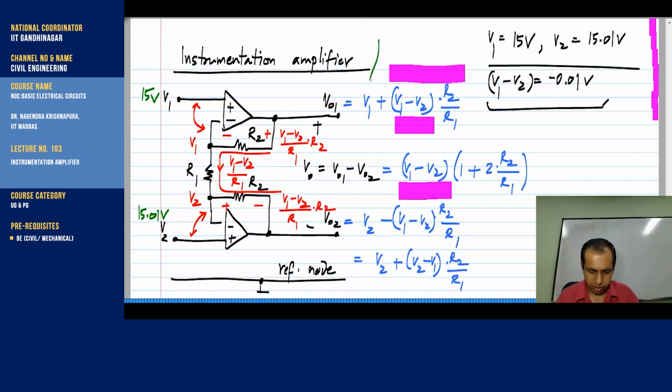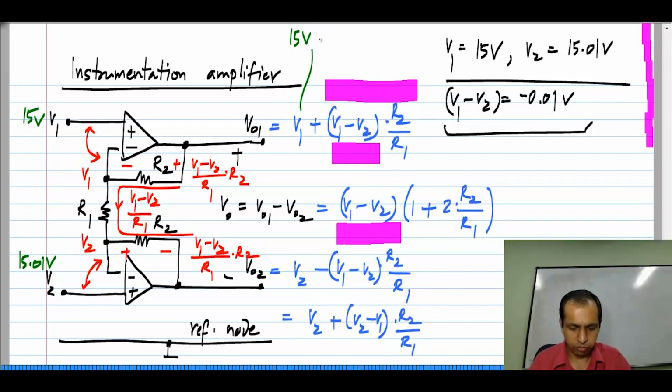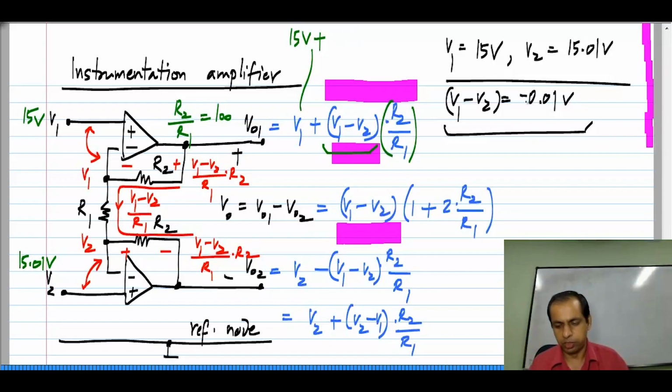Now, here I will have 15 volts plus, let me assume that R2 by R1 is 100. So, I have 15 volts plus this is 100 and V1 minus V2 is minus 0.01 volts. So, I will have 15 volts plus this V1 minus V2 times R2 by R1, which is minus 1 volt.